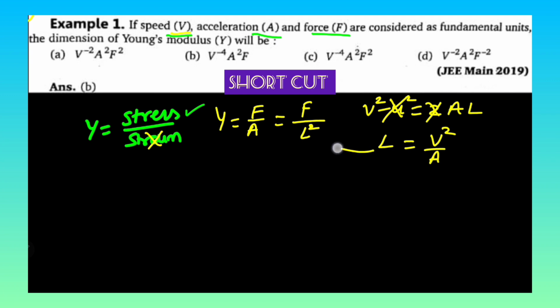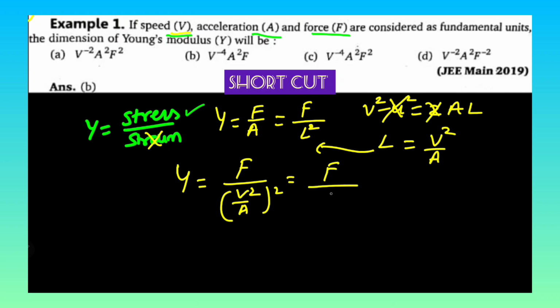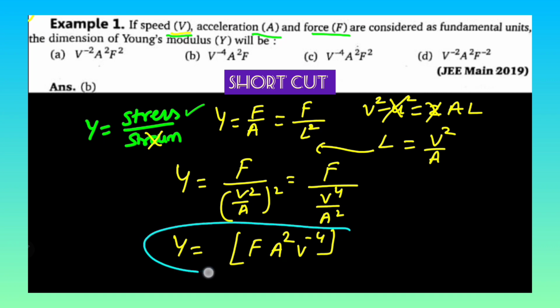So here, you have to substitute the value of L. Then you'll be getting Young's modulus is equal to force by L. L means V square by A, whole square. Therefore, Y is equal to F A square by V power 4. So therefore, your final answer is going to be F A square V power minus 4. This is going to be your answer. It's a simple shortcut method to solve any problem of this type.